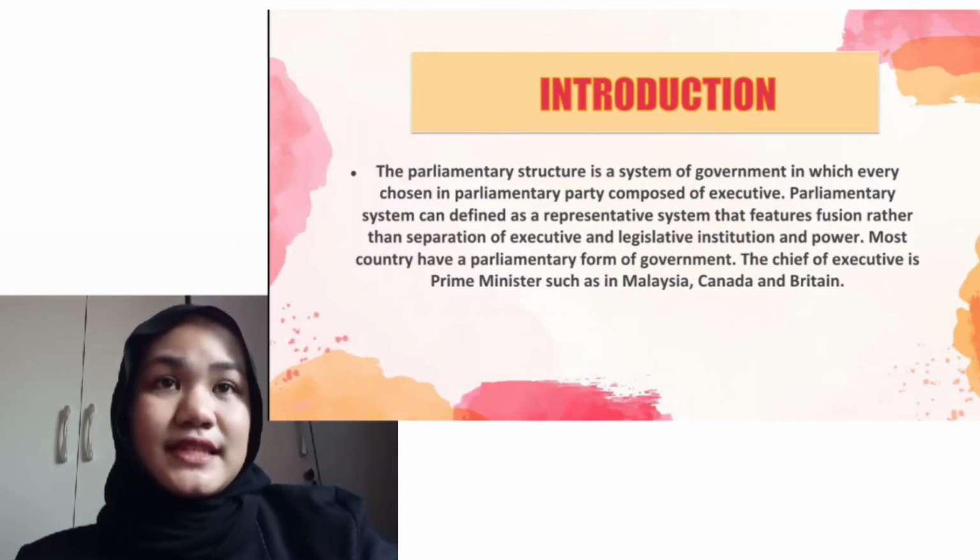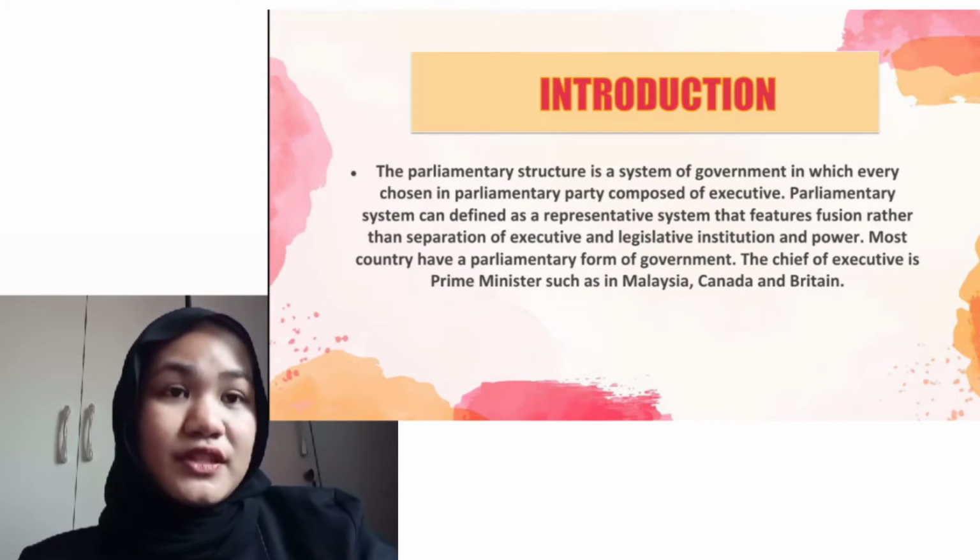Parliamentary system is a system of government in which the government is chosen in a parliament by a party, composed of an executive. Parliamentary system can be defined as a representative system that features fusion rather than a separation of executive and legislative institutions and powers. Most countries have a parliamentary form of government.